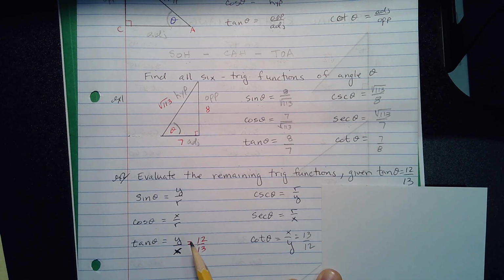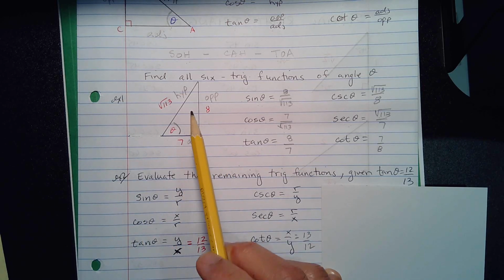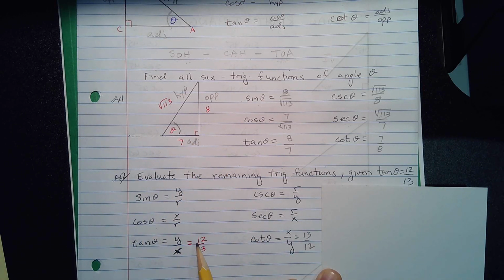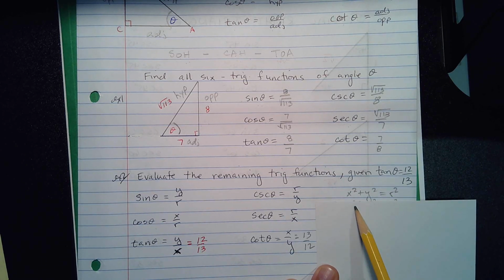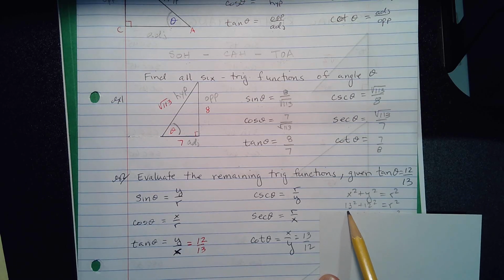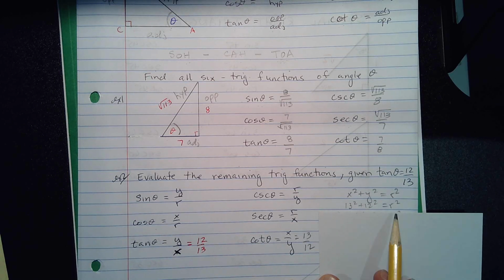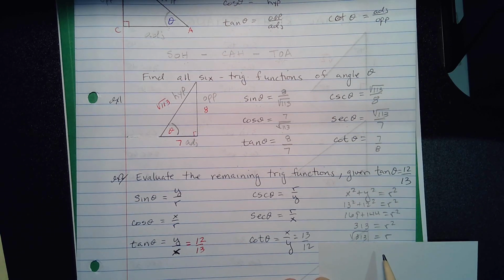Okay, well, we know our x, we know our y, but we need to find r. So what we have to remember is these relationships can only occur when we have a right triangle. So if we have a right triangle and we know what x and y are, we could find r. And here's your Pythagorean theorem: x squared plus y squared equals r squared. X is 13, y is 12. So I'm just substituting. I need to find r. So when you calculate everything, r is the square root of 313.